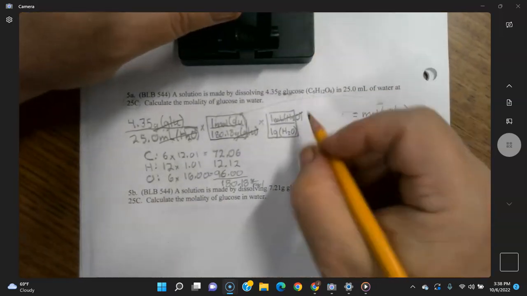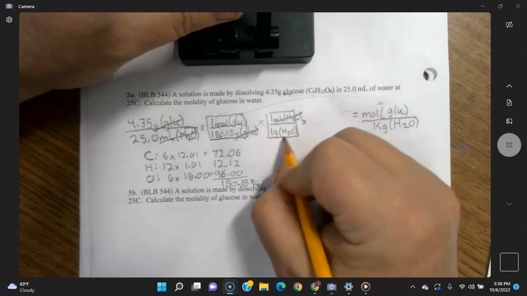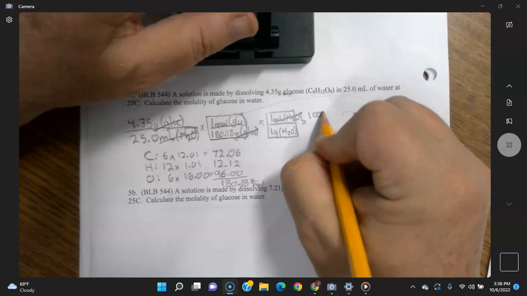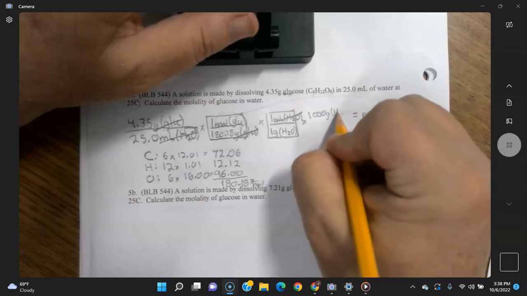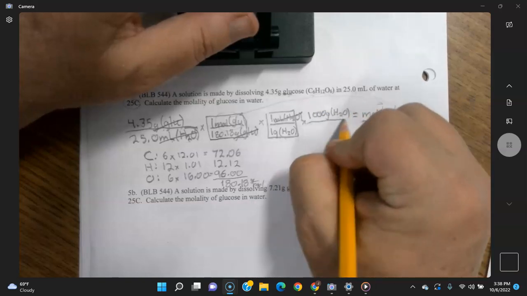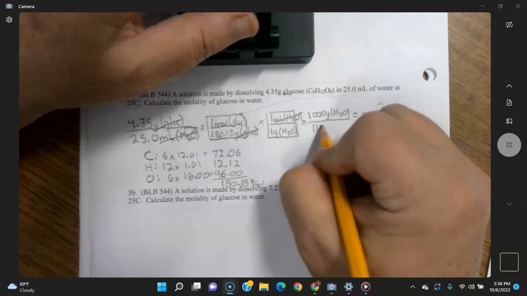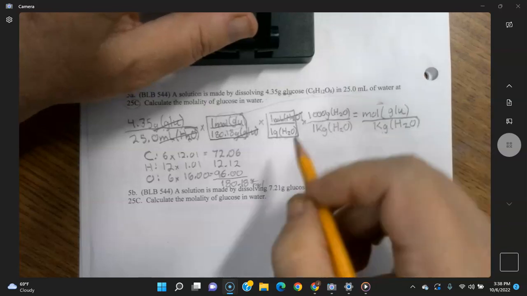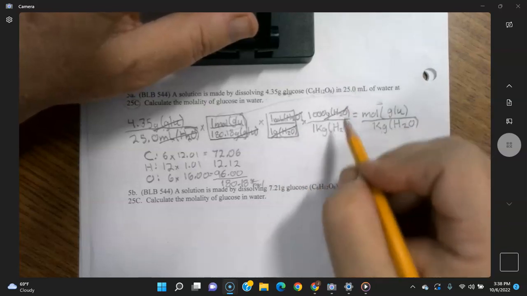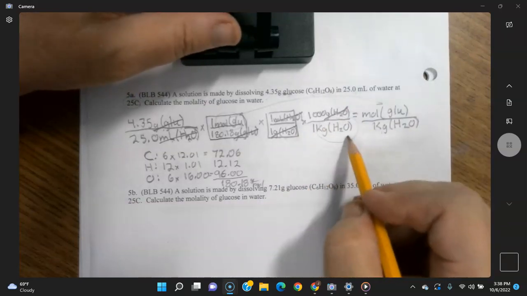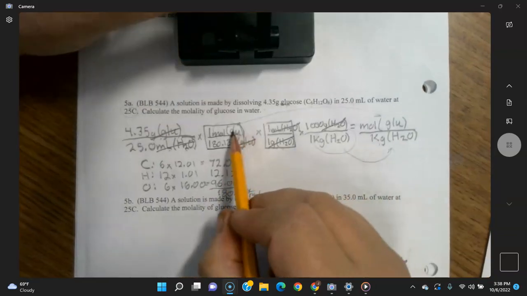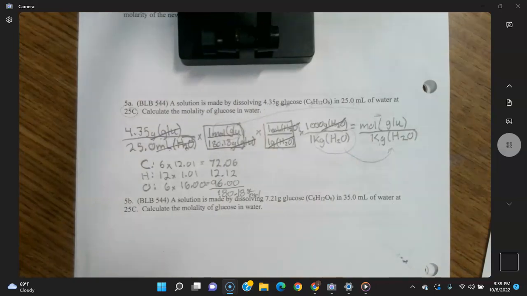So I'm going to come back here. I need grams to cancel out. I have it on the bottom here, so I'm going to have to put it on the top here. And that's for every 1 kilogram of H2O. Okay, so grams of H2O, grams of H2O. What I'm left with on the bottom is kilograms, which is exactly what I want. And we already had moles of glucose up here. So we're ready to do the math.